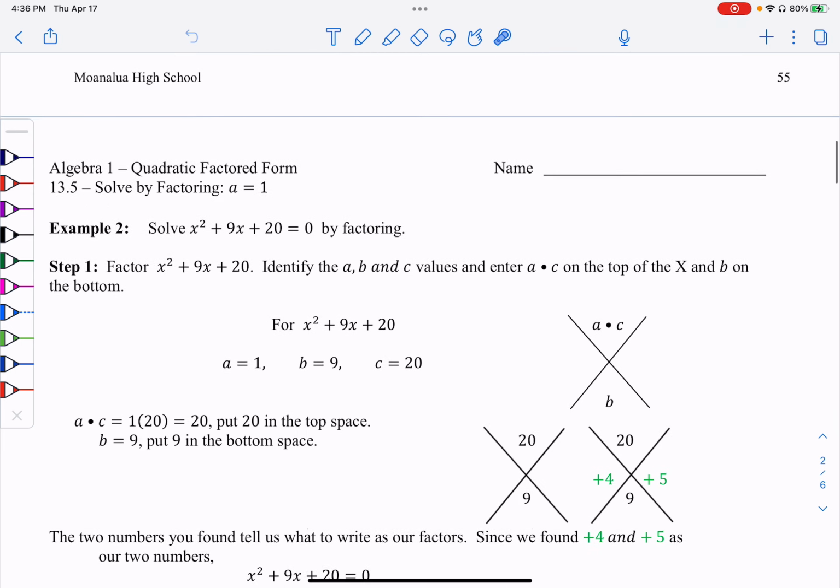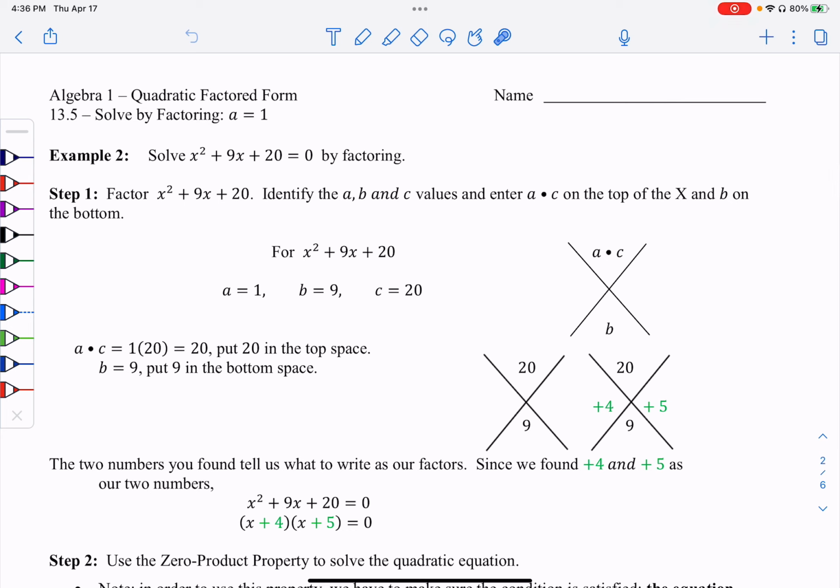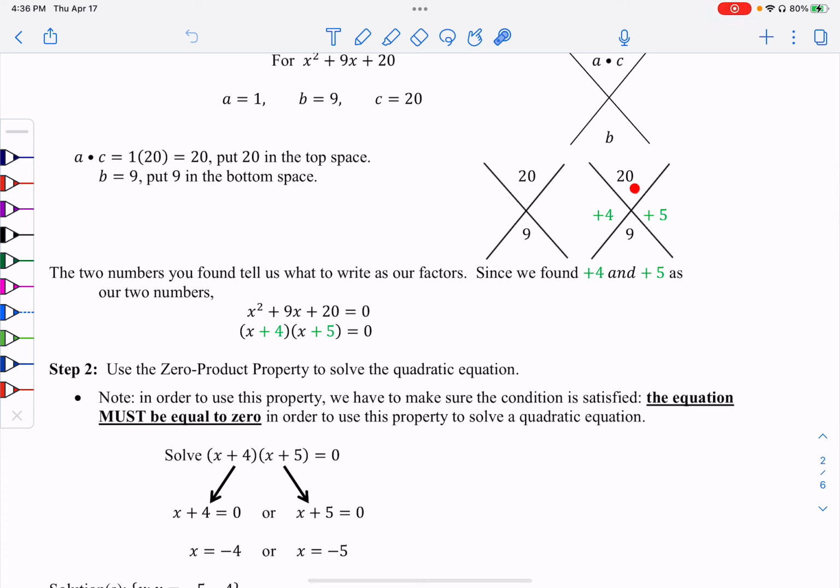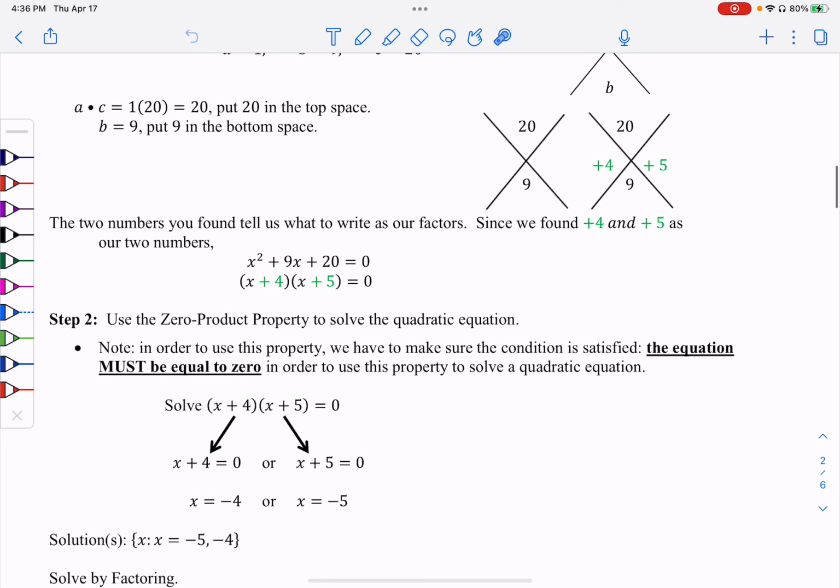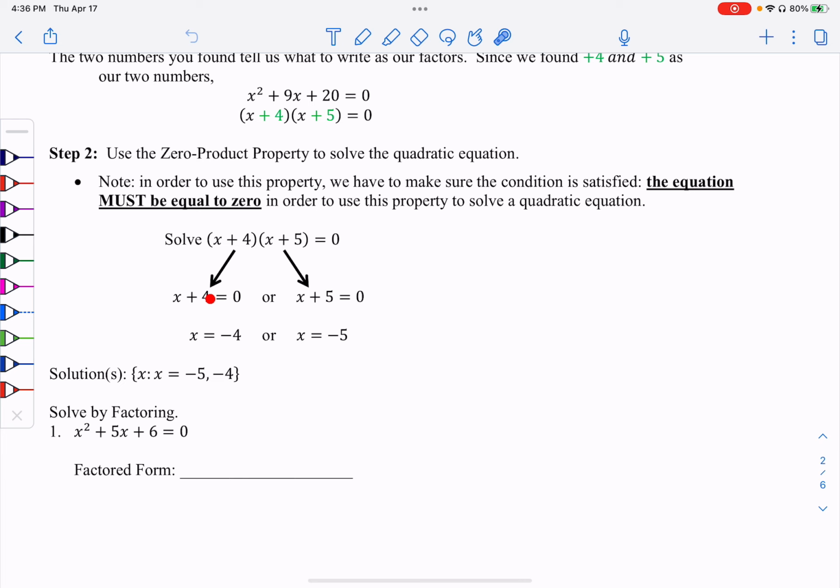All right, so all we're doing is factoring first, and then we just do the zero product property to solve. So if an equation like this is equal to 0, and we want to find out what the values of x are when it's equal to 0, we can solve by factoring, right? So factor it. 4 times 5, 20. 4 plus 5, 9. So we have x plus 4, x plus 5 equals 0. Use our zero product property. Solve each one separately. We get x equals negative 4, x equals negative 5.